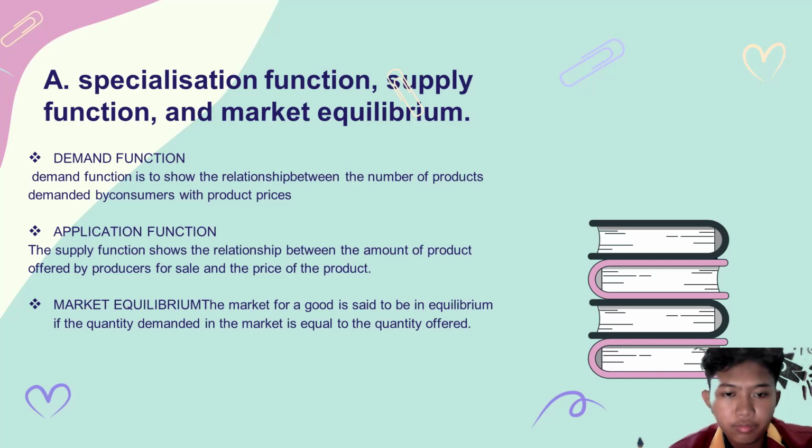Market equilibrium. The market for a good is said to be in equilibrium if the quantity demanded in the market is equal to the quantity offered.